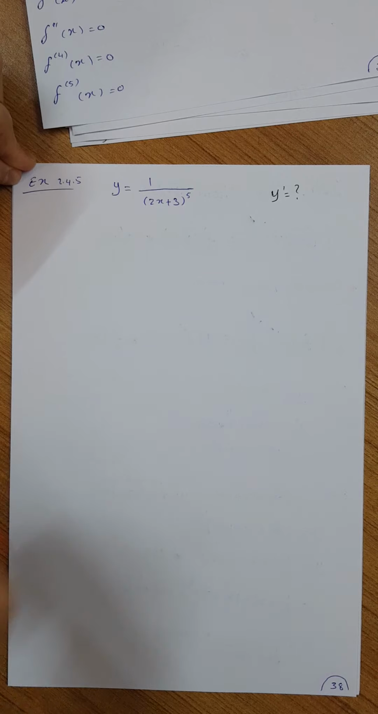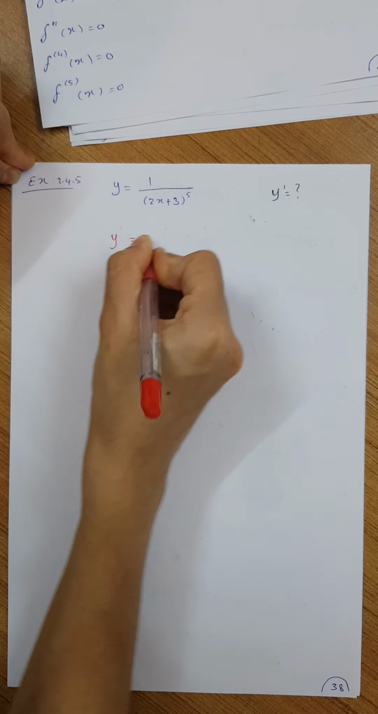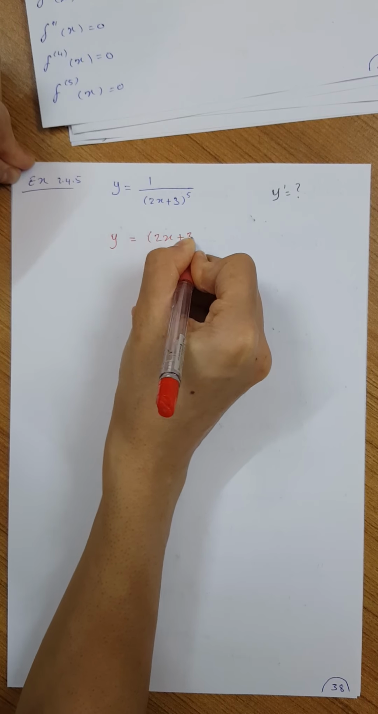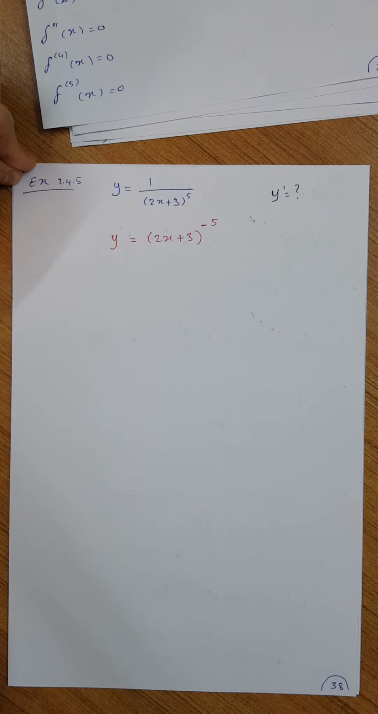First, we have to change this one to a power function. I'm rearranging it. That would equal 2x plus 3 to the power of minus 5. The 5 goes up to the numerator, so that would be 2x plus 3 to the power of minus 5.